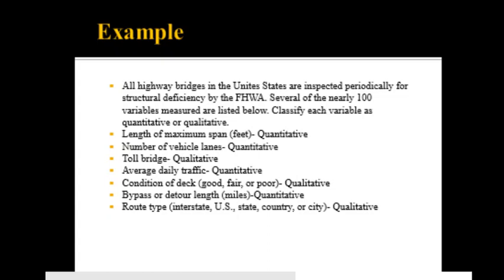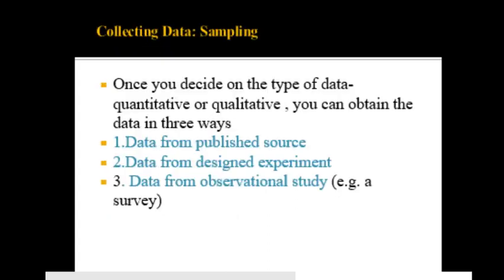Bypass or detour length in miles, quantitative. Route type, interstate, US, state, country, or city. Again, this is a qualitative variable. Okay, the next step is to understand how we can collect data. And we collect data by gathering a sample. And there are various ways in which we can obtain a sample.